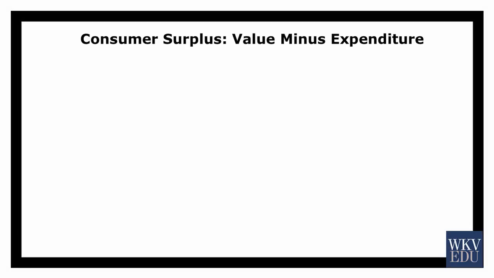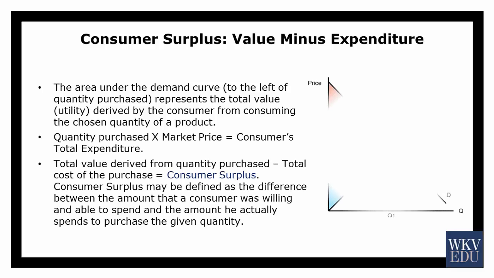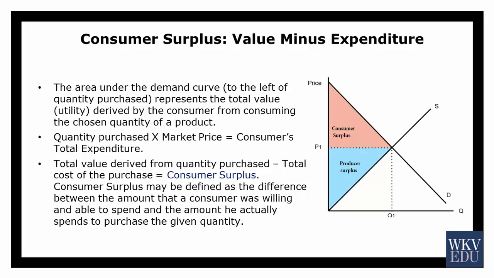We now understand what consumer surplus means. In the diagram below, the area under the demand curve to the left expresses the total utility derived by the consumer after consumption of his choice of product. The quantity purchased into the market price expresses the consumer's total expenditure. The price of a product is 10 and the consumer consumes 5 units of that product, so the consumer's total expenditure will be 5 into 10, 50.